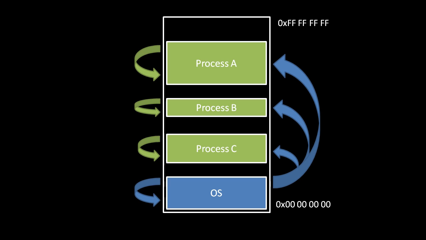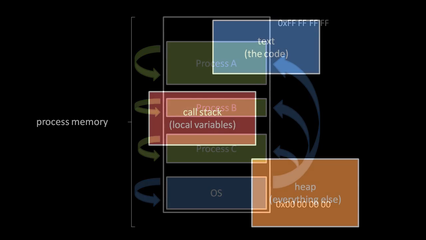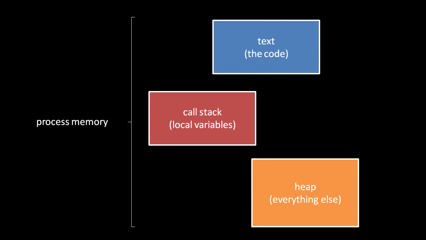Now, to understand how the CPU knows which addresses are allowed for each process, we have to first look at how a process uses memory. Each process uses a portion of its memory for a stack, for a heap, and for storing the process's code itself, in a section confusingly called the text section, even though the code is in binary form.